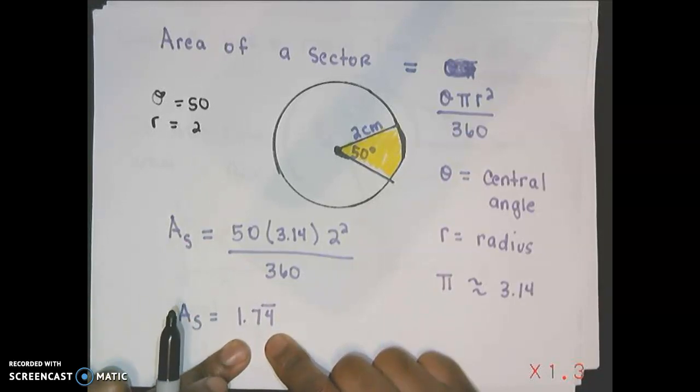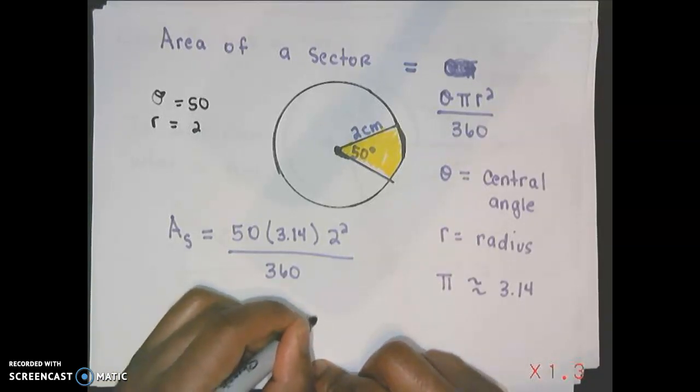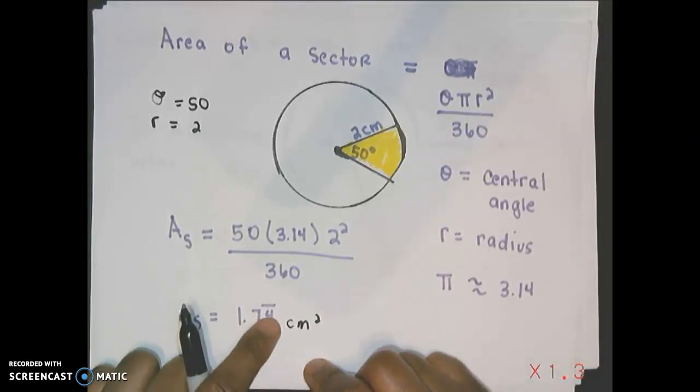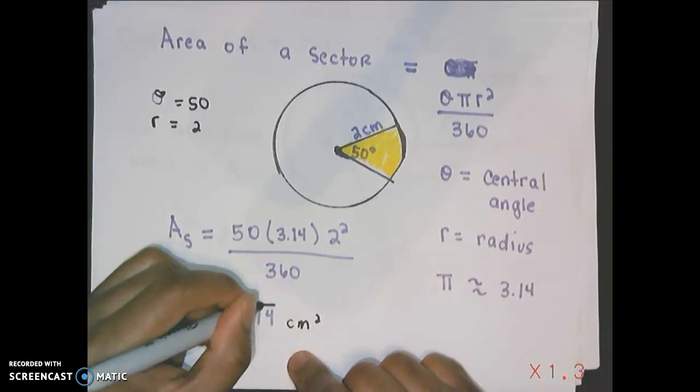And I got that this is equal to 1.74. This is actually centimeters squared. And this is 1.74 repeating, so that's why I put the little bar up here.